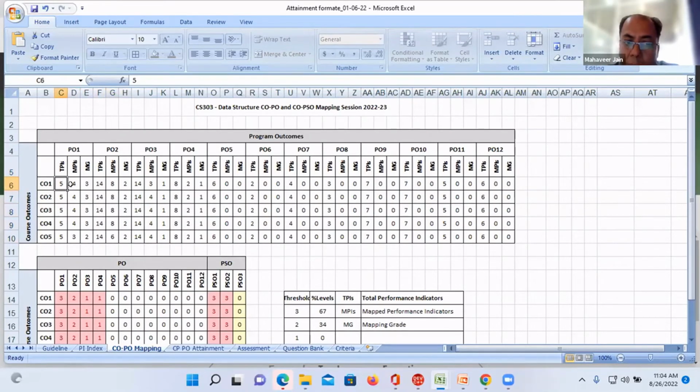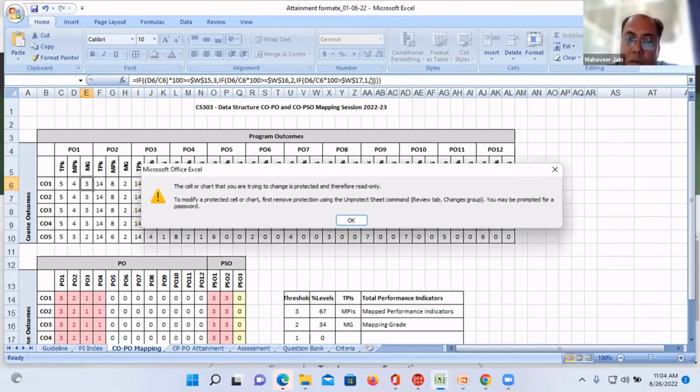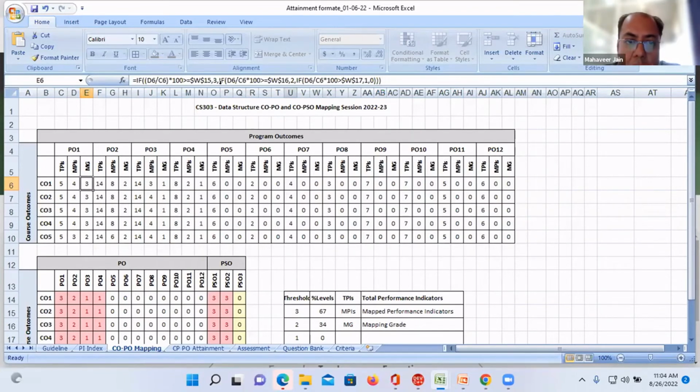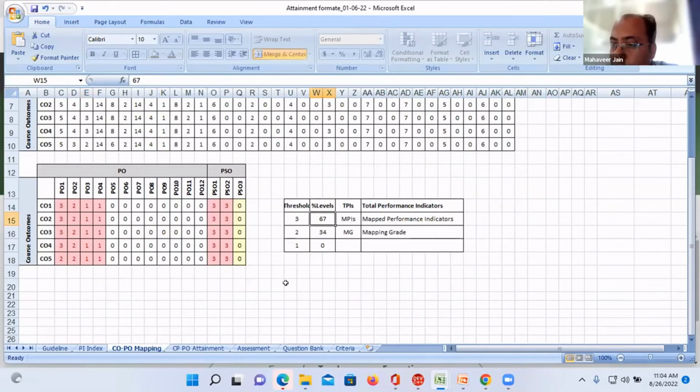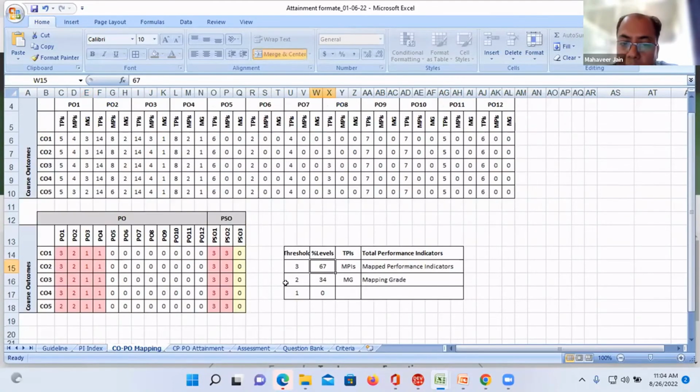Out of 5, 4 have been mapped, and my mapping grade is 3. How have I decided the mapping grade? This is the formula. You can see the formula here. I think this sheet is the log, so you can see the formula, and that can also be explained. The core is, if my mapping percentage is more than 67%, certainly I am getting the 3. If you calculate 4 out of 5, what will be the percentage? Certainly it will be greater than 67. That is why I am getting the 3.